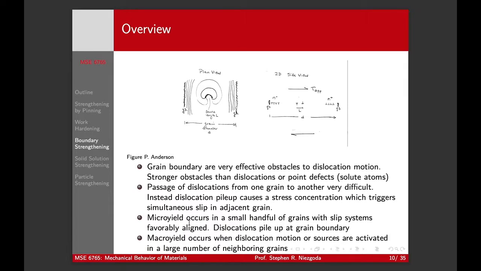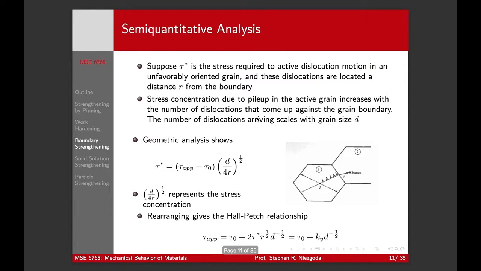So the general picture is at first we get this micro yield, right? We have a small handful of grains with slip systems that are favorably aligned in a polycrystal. Dislocations then pile up at the boundaries and can then trigger other local slip. And then macro yield occurs when dislocation motion or sources are activated in a large number of grains. So you have plenty of operational sources over there.